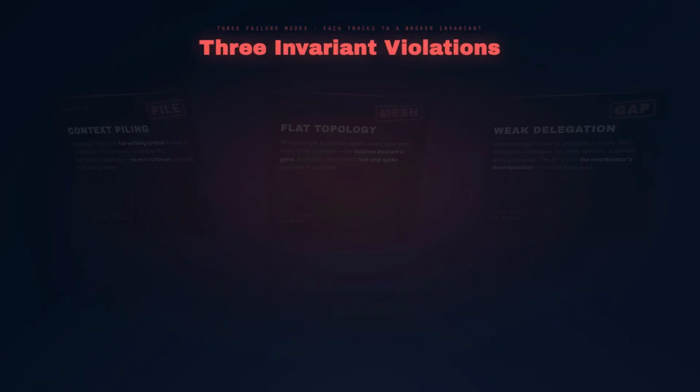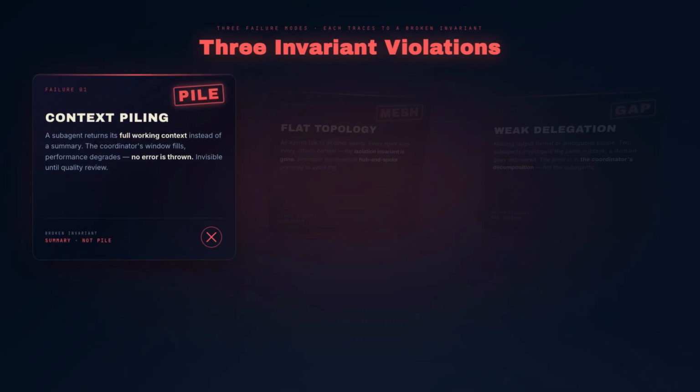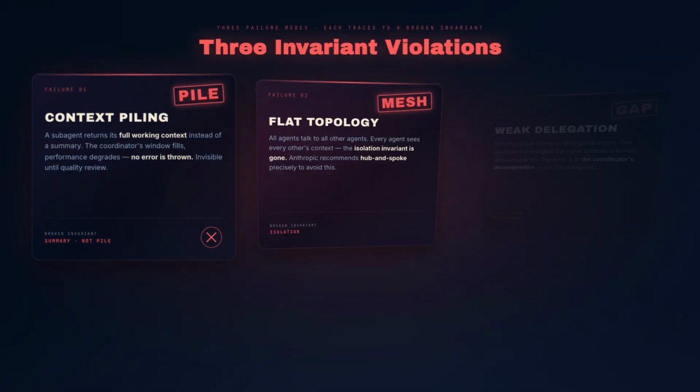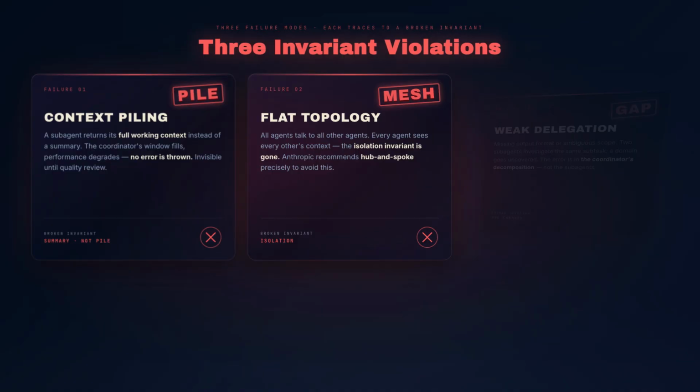3 failure modes. Each one traces directly to an invariant violation. The Claude Certified Architect exam tests whether you can diagnose which invariant broke. Failure 1, context piling. A subagent returns its full working context instead of a summary. The coordinator's window fills. Performance degrades. No error is thrown. The coordinator continues. This is the dangerous failure, invisible until someone reviews the output quality. The broken invariant, summary not pile.